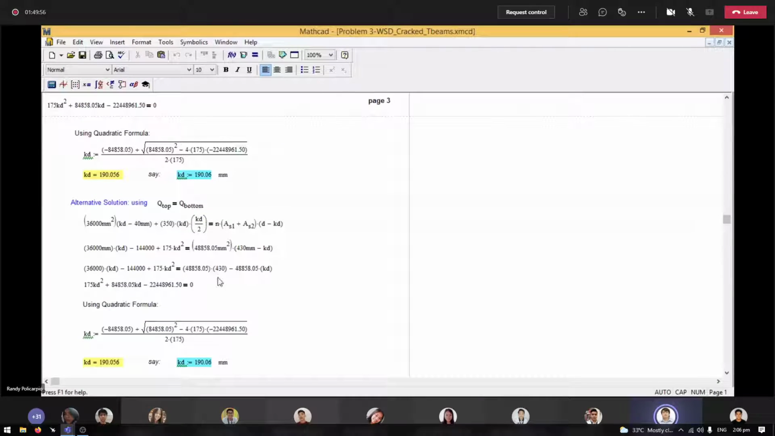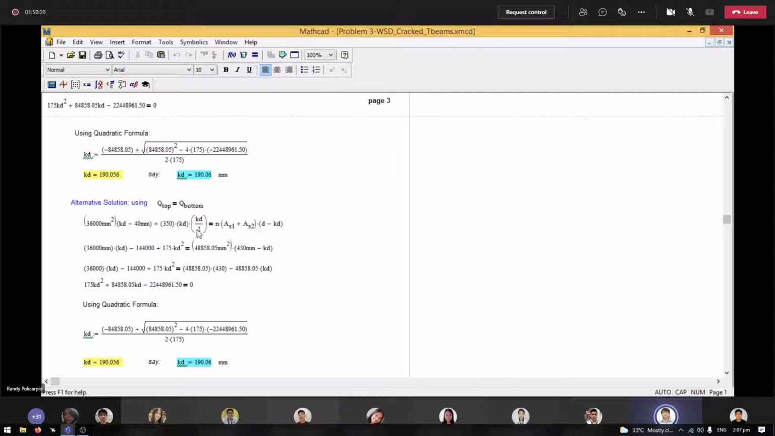Ayan, so ito yung concrete natin. Yung kd minus 40 is actually the distance nung centroid up to the neutral axis. Ito naman, kd over 2, ito yung distance niya from the centroid up to the neutral axis. And then ito naman yung ating steel. Yung area ng steel natin, ito naman yung distance niya from the neutral axis, so d minus kd.